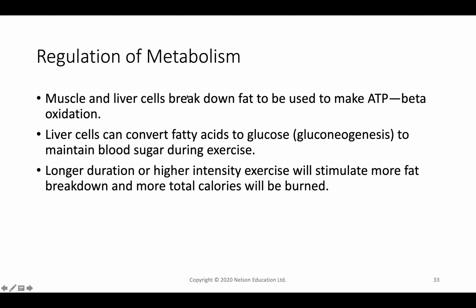That's called beta oxidation. We can also, in our liver, convert fatty acids into glucose. That's called gluconeogenesis, neo being new, genesis creation, so creation of new glucose, right? In order to maintain blood sugar during exercise. So if we're exercising and haven't eaten properly, our blood sugar would normally drop. However, we're able to take fatty acids and make sugar that we put back into our blood supply so that we can continue the process of creation of ATP while we exercise.